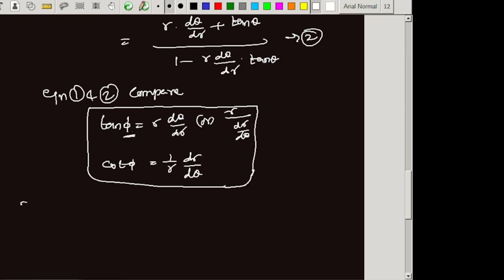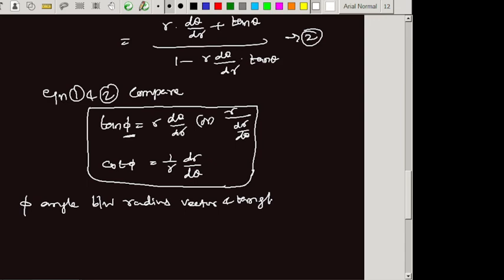So φ is nothing but the angle between the radius vector and tangent. Next, the length of the perpendicular from the pole on the tangent. Here we have the diagram. r is the radius vector, and it makes an angle θ. The angle between the radius vector and the tangent line is nothing but φ.